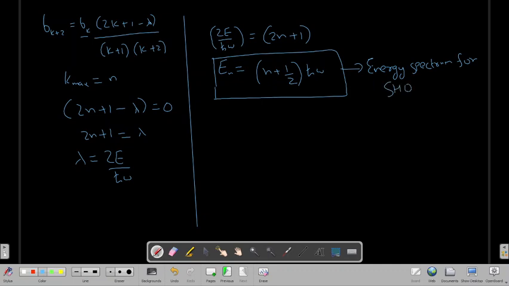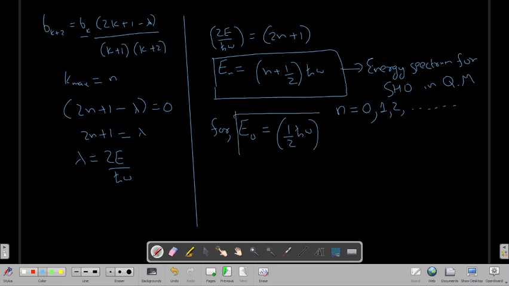This is for the simple harmonic oscillator in quantum mechanics, and the result is different from classical mechanics. The value of n can vary from 0, 1, 2, like this. It should be an integer, and the minimum value of n which is possible is 0. So for E0, the minimum value of n corresponds to the ground state energy, and this is equal to half h cut omega.